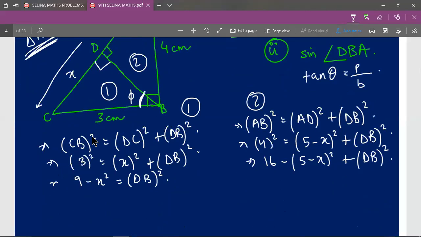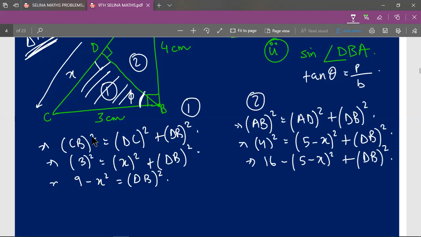So in the first part, CB whole square, which is our hypotenuse whole square, is equal to DC whole square, which is the perpendicular whole square, plus DB whole square, that is the base whole square. Okay, so this is the alphabetical order Pythagoras theorem, and it simply simplifies to h square is equal to p square plus b square.